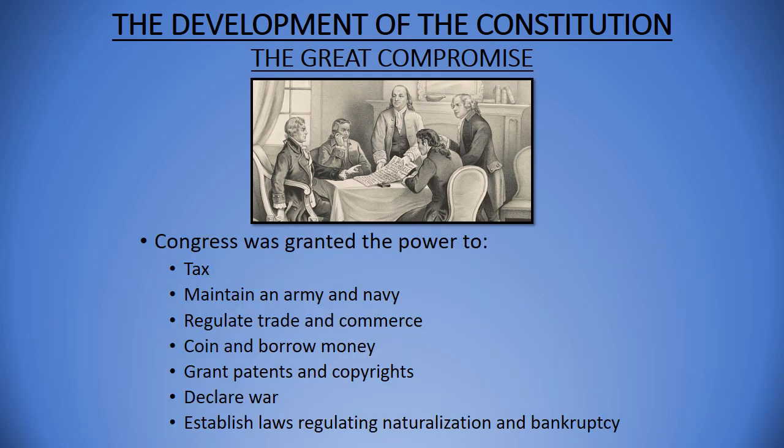They also decided at this time that the Congress, our federal government, was going to have some explicit powers granted to them. A lot of these address those weaknesses of the Articles of Confederation. So Congress is granted the power to tax, maintain an army and a navy, regulate trade and commerce, coin and borrow money, grant patents and copyrights, declare war, and establish laws regulating naturalization or immigration and bankruptcy.